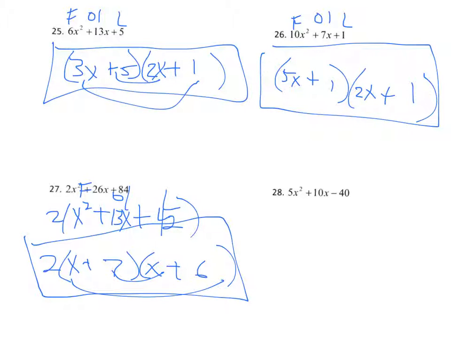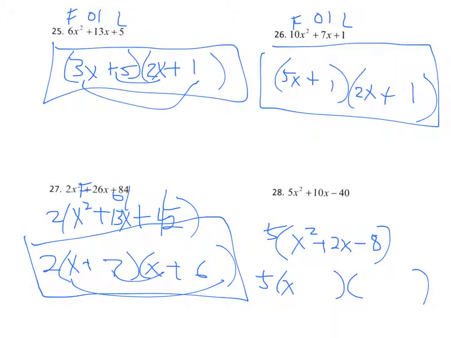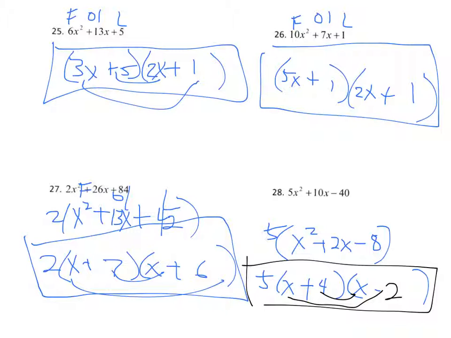This problem, if I pull out a 5, I'll have x squared plus 2x minus 8. So refactoring the part that I had, I'll have x and x and minus 2, positive 4 minus 2 makes negative 8. And my outer's negative 2x plus 4x is 2x. So I have the problem factored.